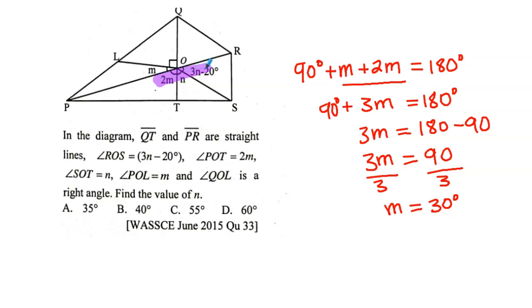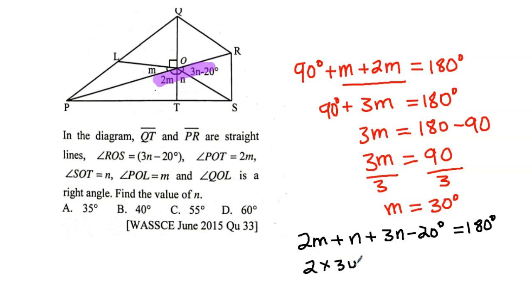This side here is also a straight line, and it's going to add up to 180, and that will help us to find our n. So let's go. We can say that 2m plus n plus 3n minus 20 must be equal to a half circle or a straight line. But we already got m, so here 2 times 30 plus, these are like terms, so 4n minus 20 must be equal to 180. This gives us 60.